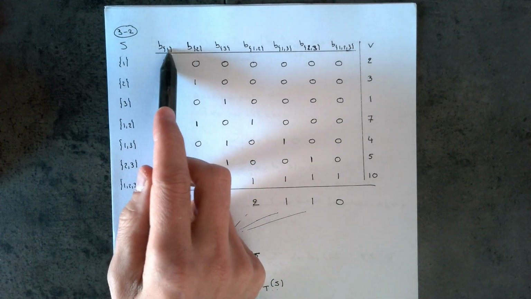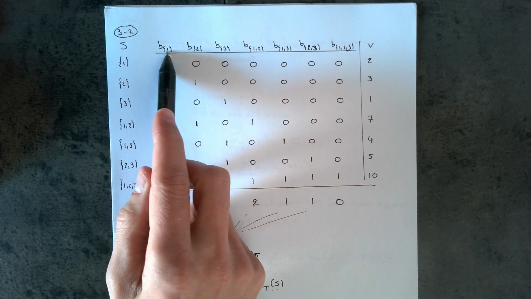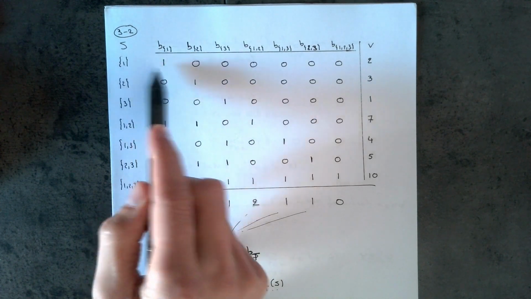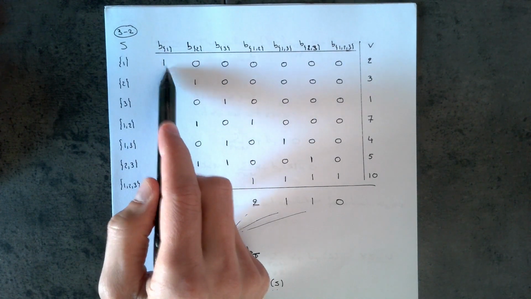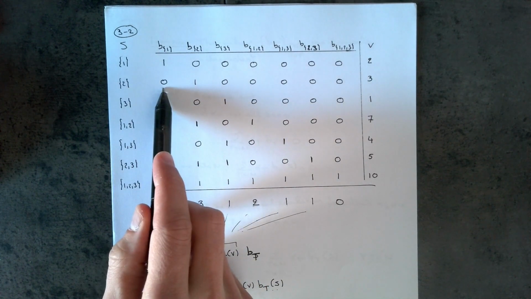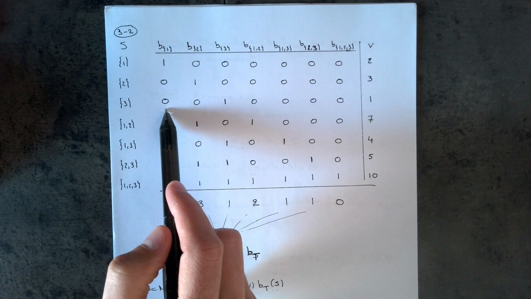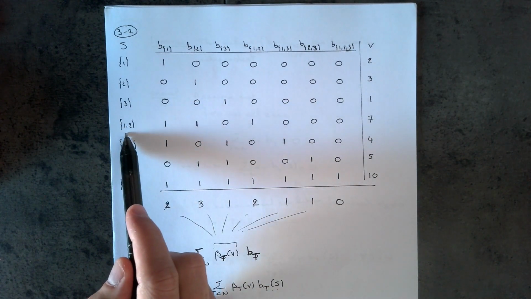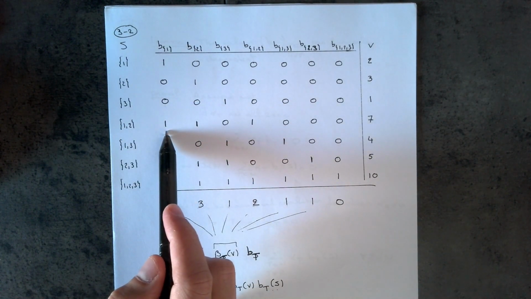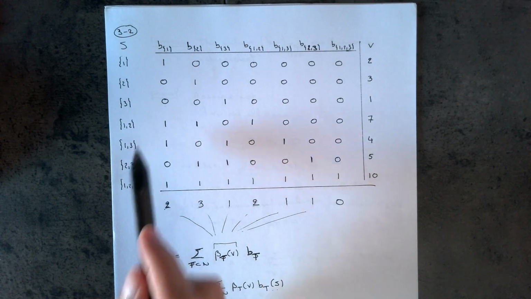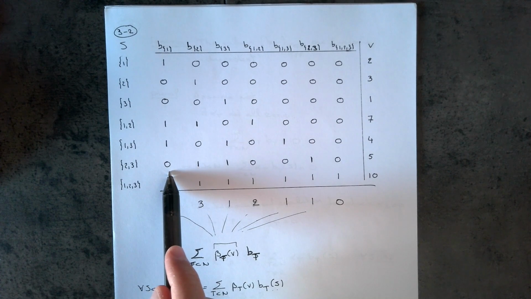Here T is, for example, the singleton 1. 1 is a subset of {1}, so it obtains the value 1. 1 is not a subset of {2}, so we obtain the value 0. 1 is not a subset of {3}, so we have the value 0. 1 is a subset of {1,2}, so we obtain the value 1. 1 is a subset of {1,3}, so we obtain the value 1. 1 is not a subset of {2,3}, so we have 0.